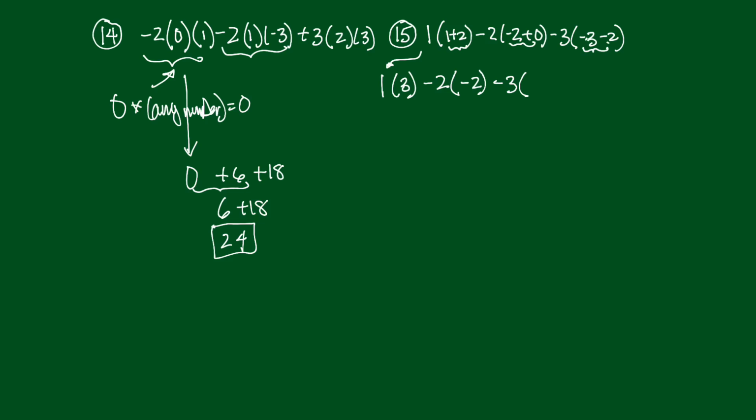Think of it this way. You're down 3, and then you lose 2 more. That's down 5. Now, let's make the multiplications left to right. 1 times 3 is 3. Negative 2 times negative 2 is positive 4. And then negative 3 times negative 5 is 15. And then just adding left to right, 3 plus 4 is 7, plus 15, and that is a 22.